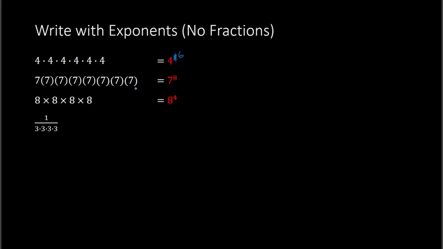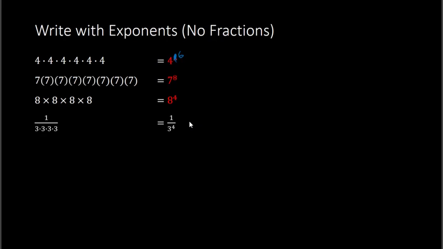Next we have 1 over 3 times 3 times 3 times 3. So the denominator, or the bottom of the fraction, we have 4 3s. So the base is 3, and the exponent would be 4. So I can write this as 1 over 3 to the 4th power.